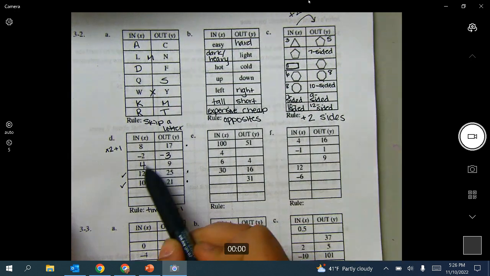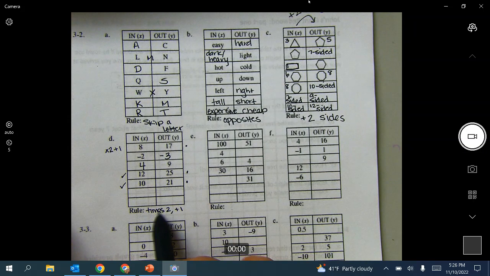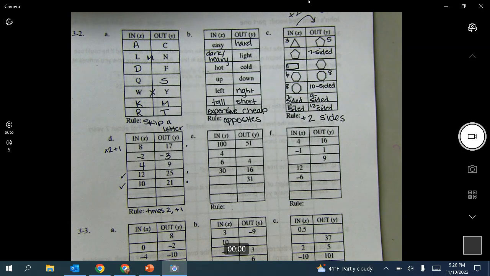Okay, if we want to make sure that that's working, now I can just go forwards with my rule. So I have 4 times 2, which is 8, plus 1 gives me 9. So I know that we followed that correctly. Okay, now I just need to fill in 2 rows with examples.